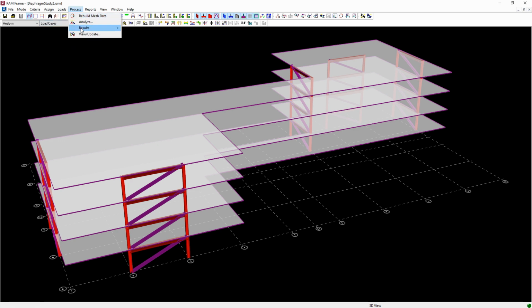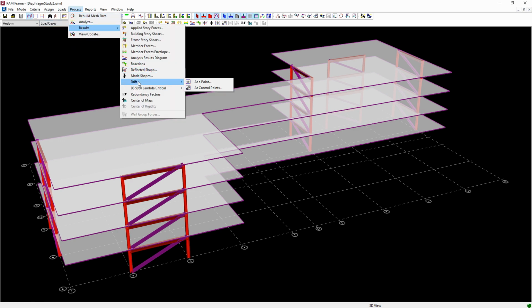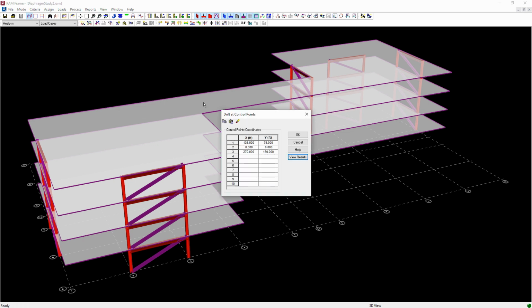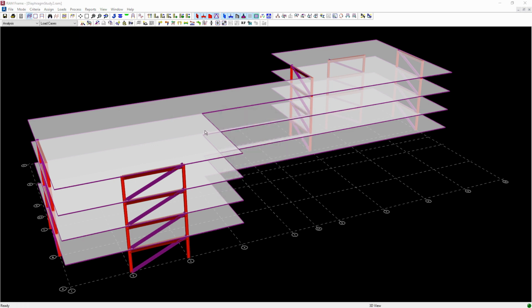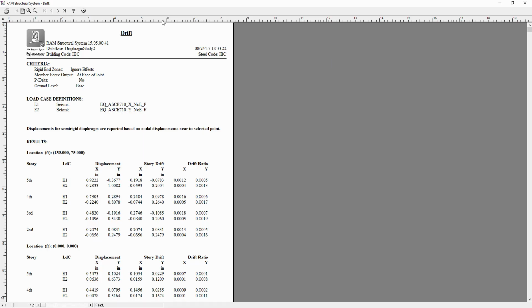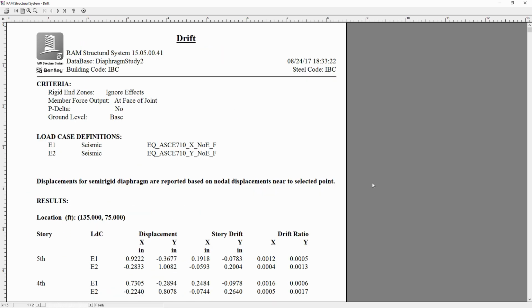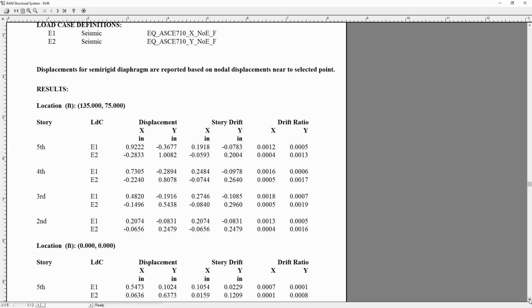So then I wanted to take a look at drift. What's the impact of the diaphragm on my drifts? And so again, using RAM Frame, I identify the locations where I want my drifts to be calculated, and I obtain those values, and I do that same calculation for each of the different mesh sizes and obtain those values.